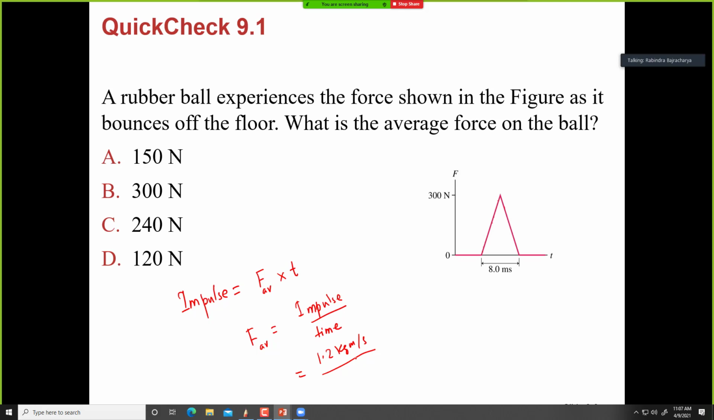What's that, sorry? Are we going to need to convert it to seconds again? Yeah, because we want to express force in Newtons. So to express this in Newtons, we need time in seconds. So 8 times 10 to the negative third. So what will you get? Yeah, 150. Okay.